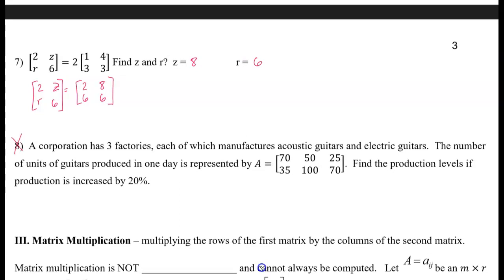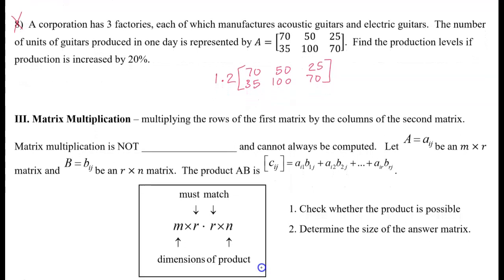All right, we're going to skip 8 because your Math Excel doesn't have any word problems, but I do just want to point out, they're saying that the production increased by 20%. What are we going to multiply this matrix by, do you think, in order to show a 20% increase? Yes, 1.2. Because we're increasing by 20%, we need to include the original 100%. So we're going to multiply by 1.2. Good.